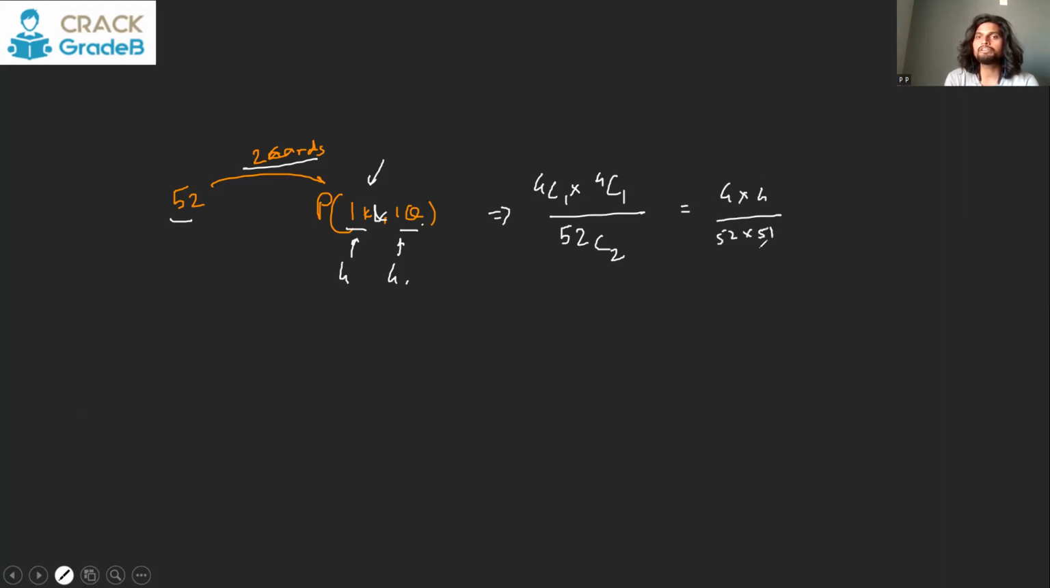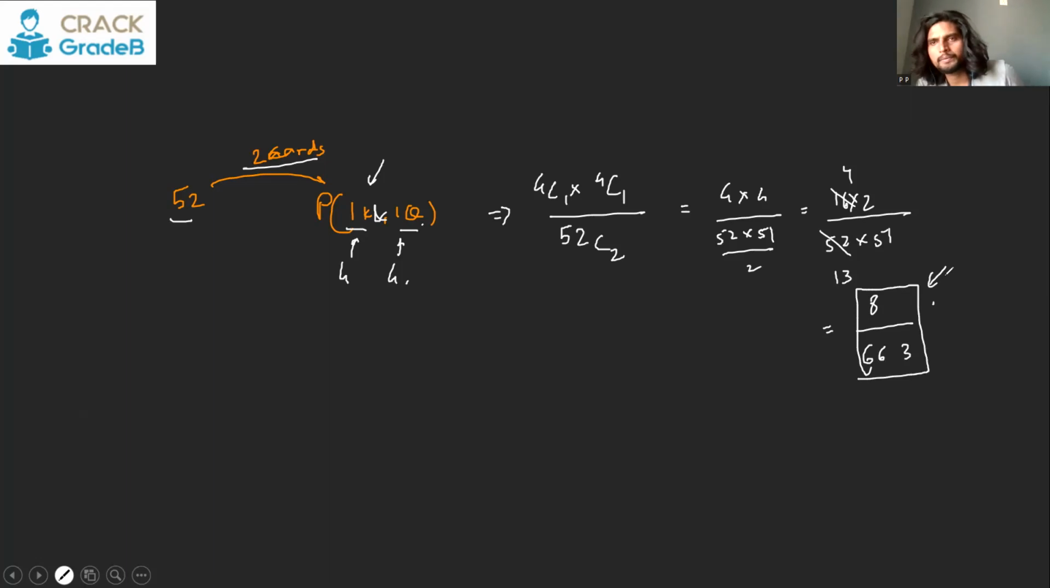52C2 is 52 into 51 upon 2. The 2 can go up and the answer will be 16 into 2 upon 52 into 51. 4 4s are 16, 4 13s are 52, and then you can say 8 upon 663. That is going to be the answer.